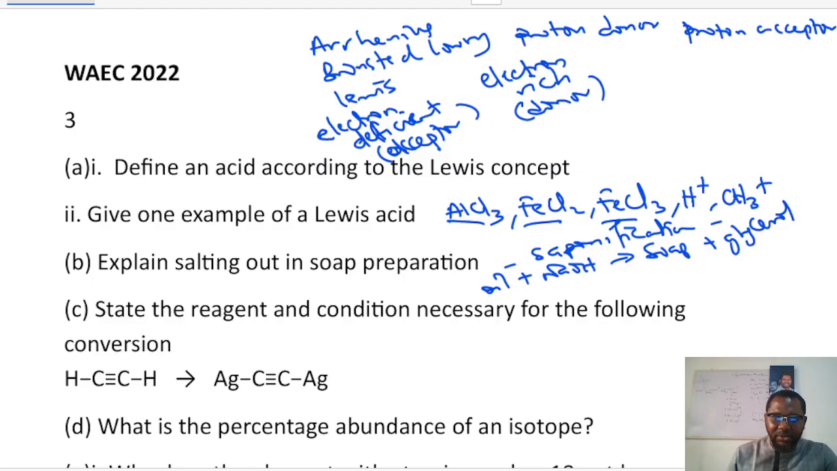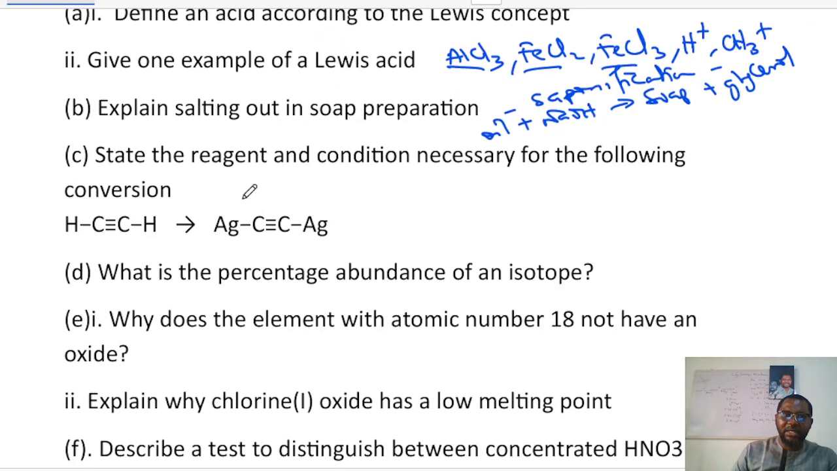So that now leads us to the next one. It says state the reagent and condition for the following conversion. Now this compound, already seeing the triple bond, you should know that this is an ethyne, and the difference between this and this is that silver replaced hydrogen.